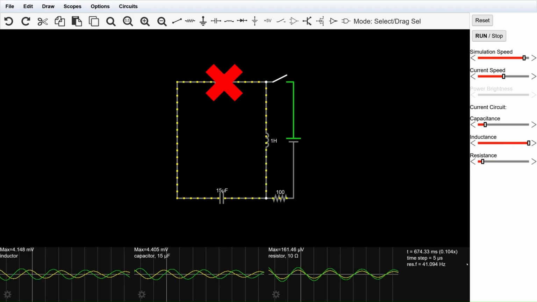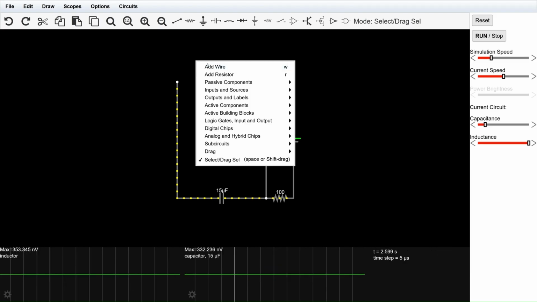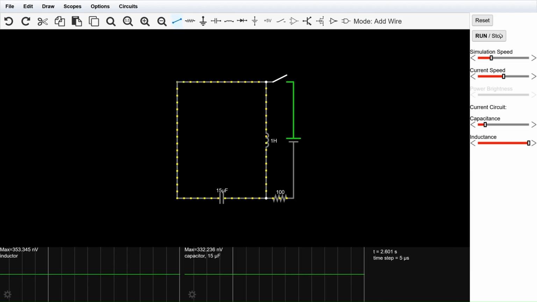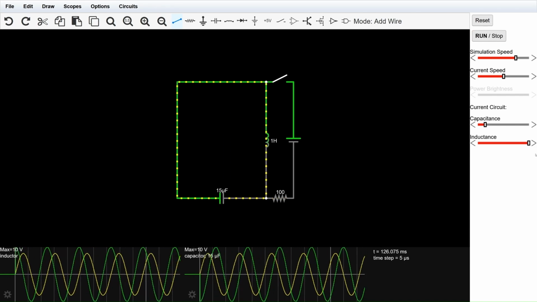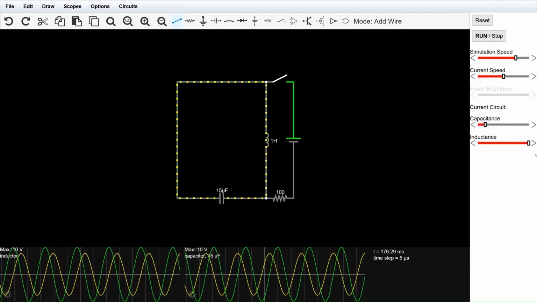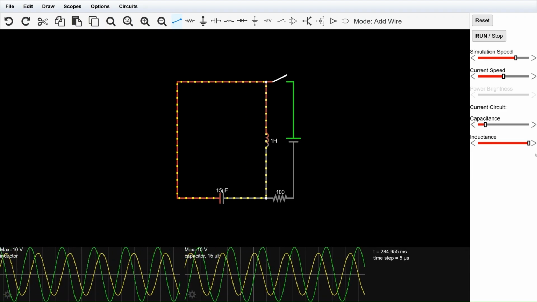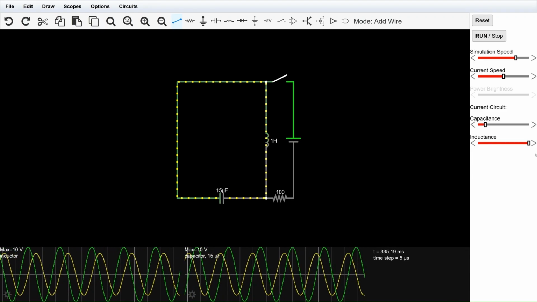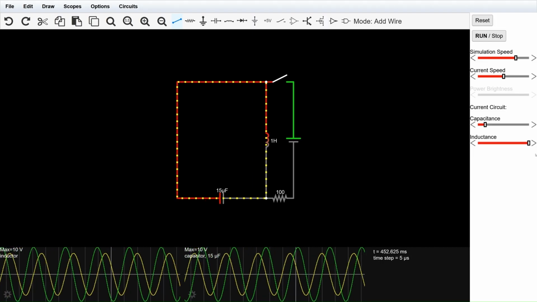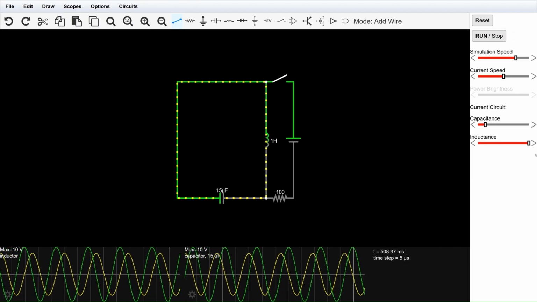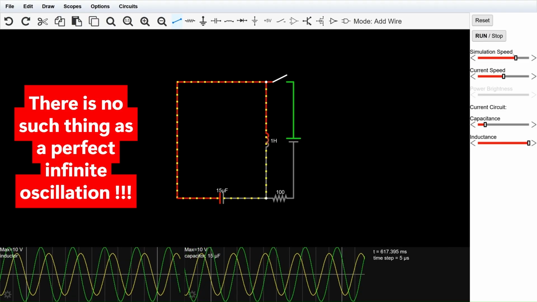If we remove the resistor from the circuit, will the oscillation continue forever? In simulation, yes, the oscillation appears to continue forever because the LC circuit is considered ideal and there are no losses. But in real life, the answer is no. Even if you don't include a resistor, the wires that connect the inductor and capacitor still have a small resistance. Also, the inductor has internal winding resistance, and the capacitor has leakage. So in reality, there's no such thing as a perfect infinite oscillation.